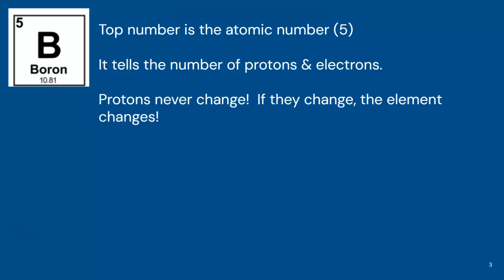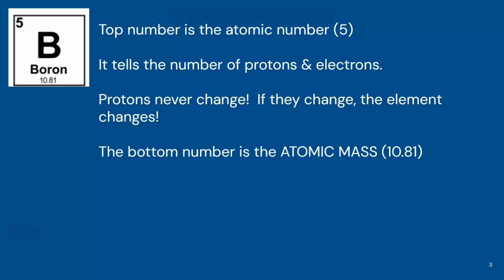The thing that you have to know is that protons are never going to change. If protons change, it will change the name of the element. For example, if boron suddenly had 6 protons, it would no longer be boron, it would be carbon. If you look at your periodic table, the element with the atomic number of 6 would be carbon.